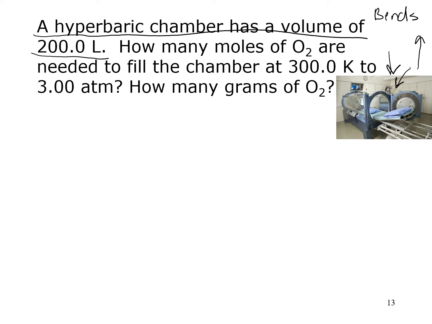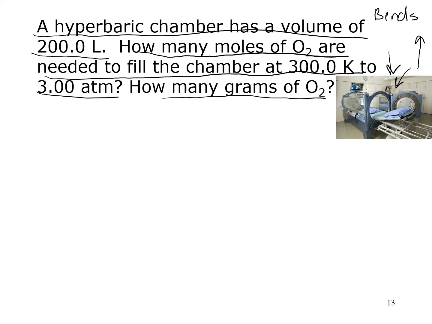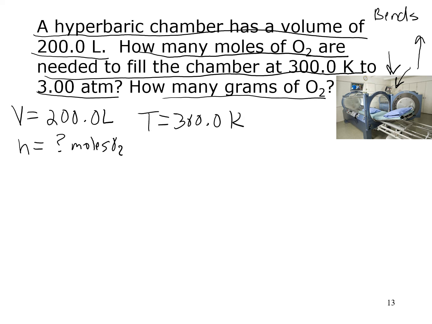In this example, we want to know how many moles of oxygen are needed to fill the chamber at 300 degrees Kelvin to 3 atmospheres. And the second question will be how many grams. Let's start with question number 1 by writing down the information given. So we have a volume of 200.0 liters. N is our moles, which is what we're looking for. And our temperature is 300.0 Kelvin. And our pressure is 3 atmospheres.